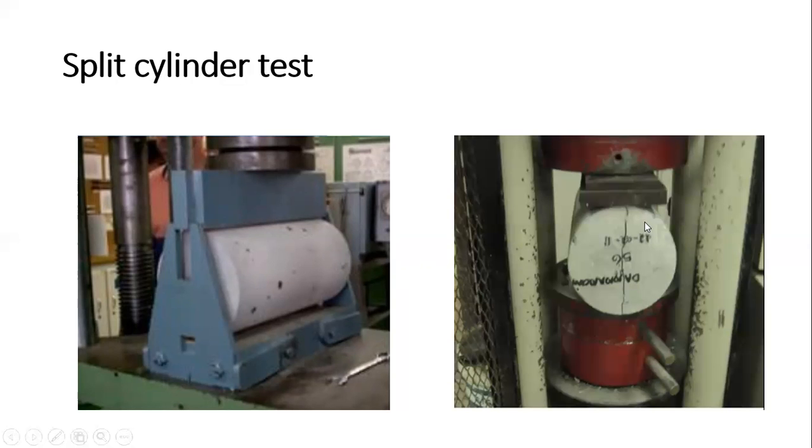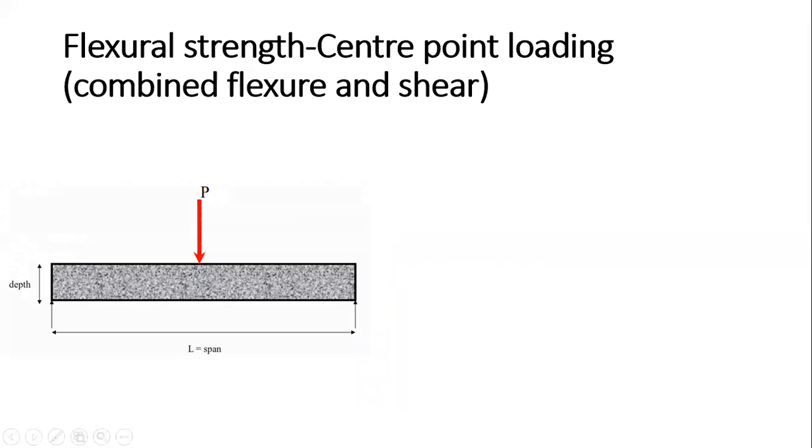Okay, and then this is your laid position of the cylinder. We have that laid from the top and the bottom, and then apply the compression from here. So this is your second test, that is the flexural strength, center point loading.